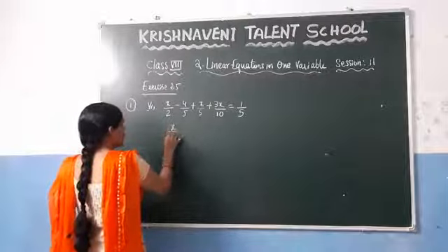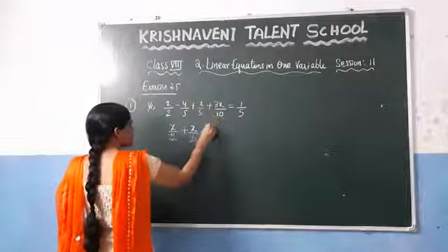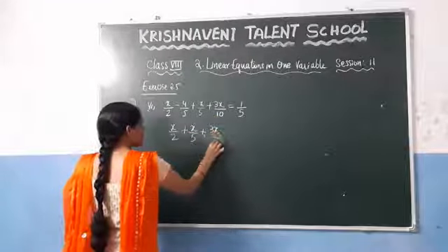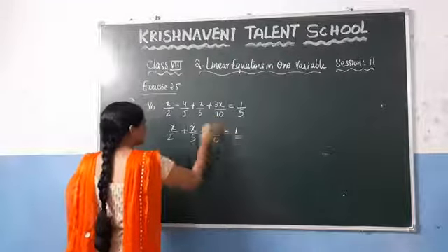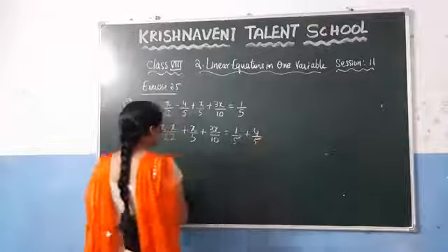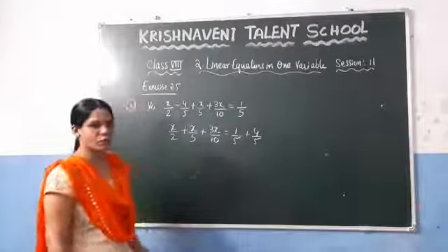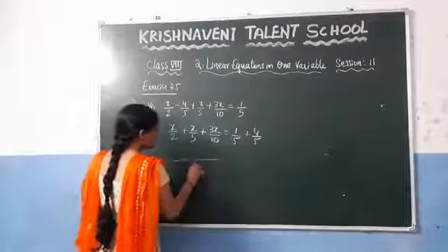What are the variables here? x by 2 and x by 5. And what is the next one here? 3x by 10 is equal to 1 by 5. Take this fraction to this side, it will become plus 4 by 5. Now here you need to take the LCM of 2, 5 and 10. You know that the LCM of 2, 5 and 10 gives you 10 here.